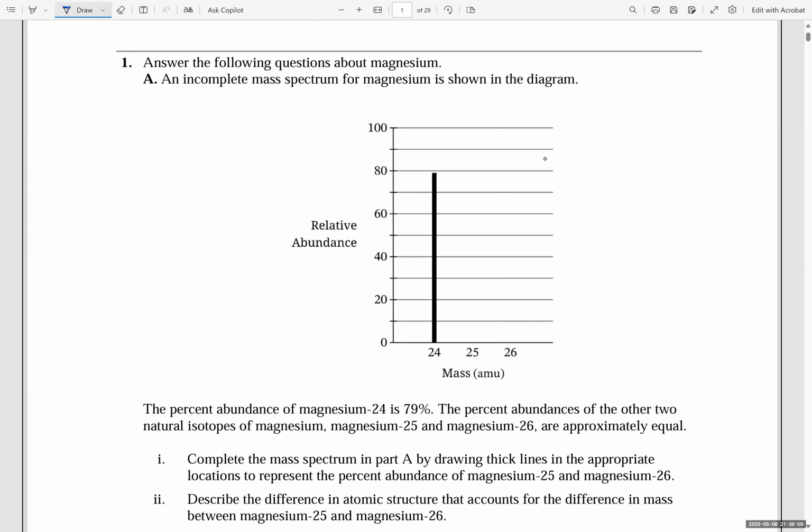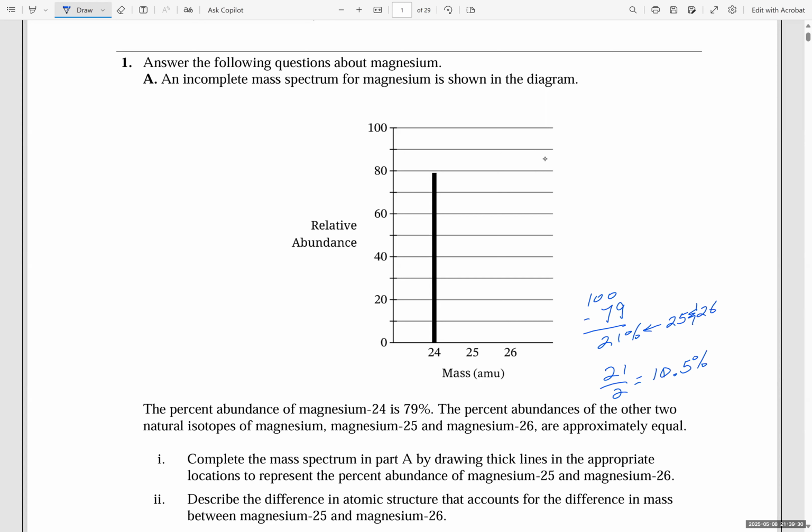All right, so the way this looks is, since 24 is 79%, 100% minus 79% gives us 21%, and that is going to be 25 and 26 combined. Because they're approximately equal, taking half of that should give us 10.5%, and this is the value that we're going to go for. So over here, 10 is right here.